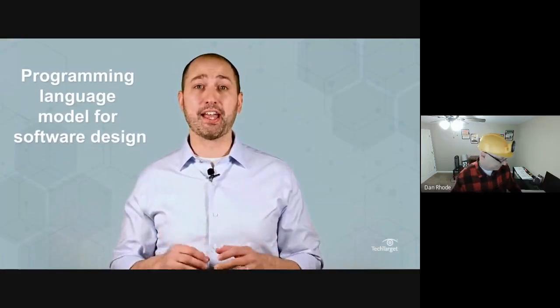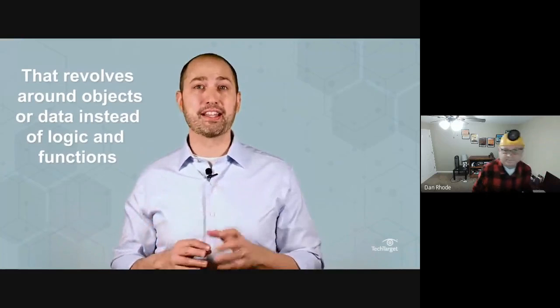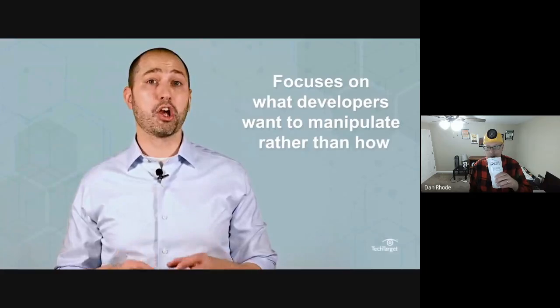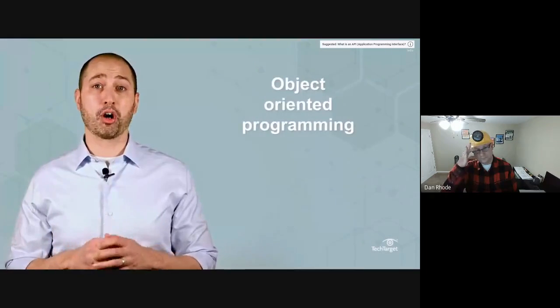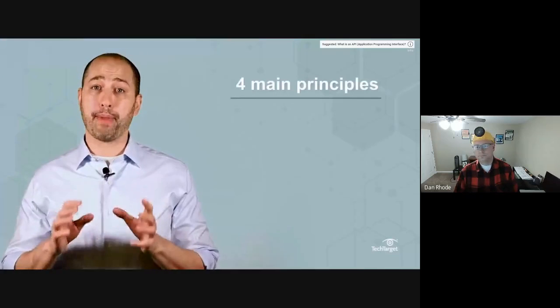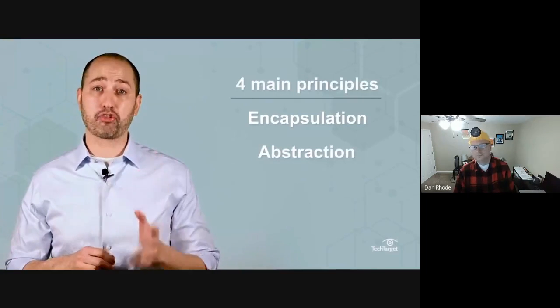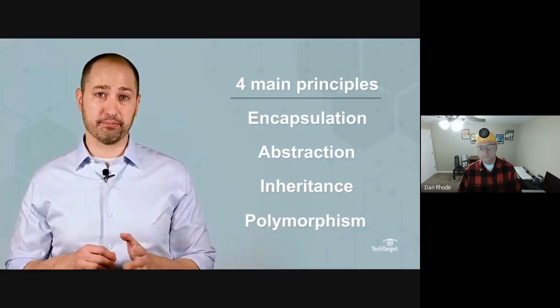Object-oriented programming is a programming language model for software design that revolves around objects or data instead of logic and functions. In other words, it focuses on what developers want to manipulate rather than how they want to manipulate them. This approach is well suited for programs that are large, complex, and actively updated or maintained. An object can be anything from a physical entity, like a human being, down to a small computer program, like a widget. Object-oriented programming, or OOP, is based on four main principles: encapsulation, abstraction, inheritance, and polymorphism.